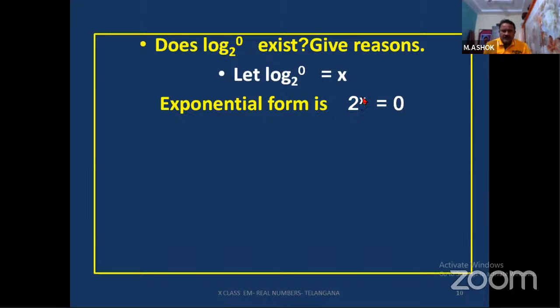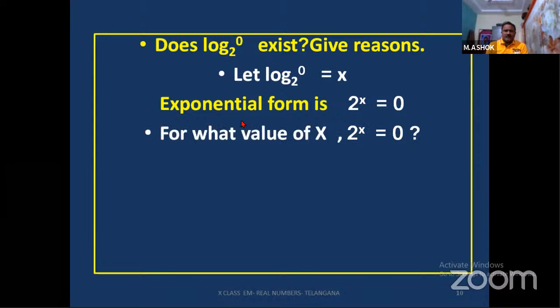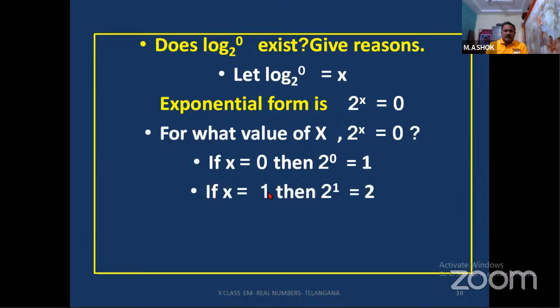Simply, the question here is: for any value of x, will it be 0? Let us see for what value of x, 2 power x becomes 0. Substituting x equal to 0, 2 to the power of 0 equals 1. For x equal to 1, 2 to the power 1 equals 2. For x equal to 2, its value will be 4. We need 0, but the values are increasing as x increases.